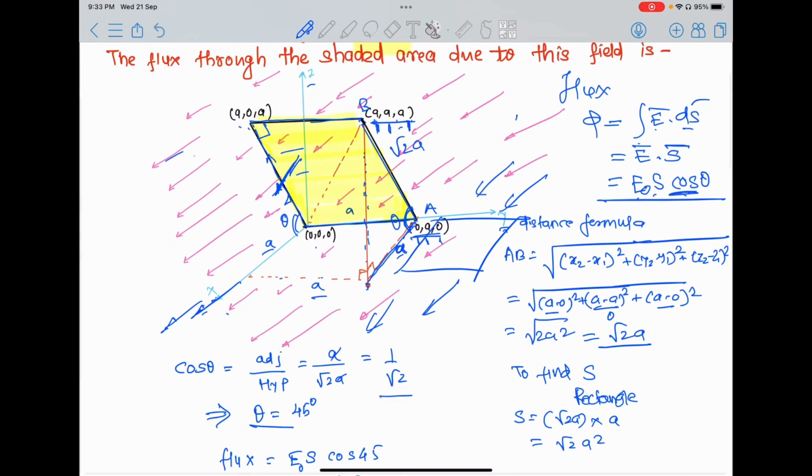So as we tilt this area towards the XY plane, the flux will decrease, and as we move up this area, the flux will increase.